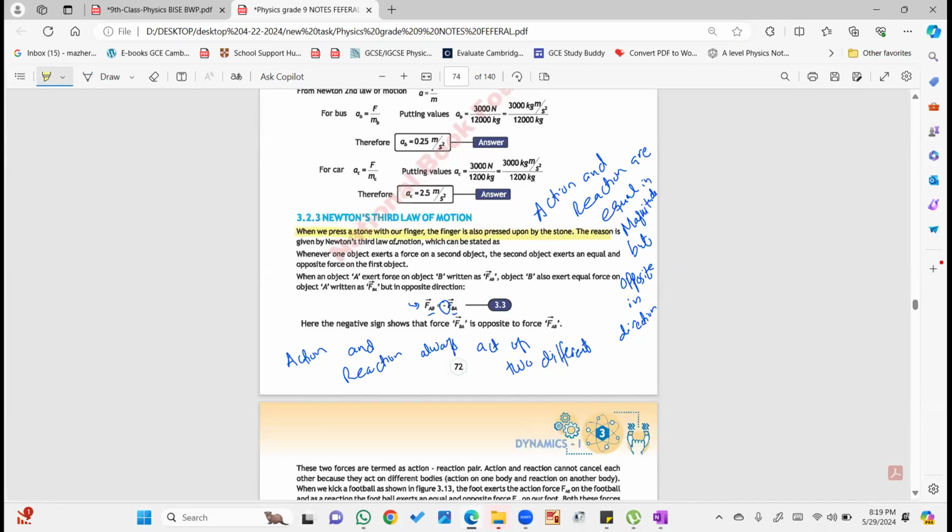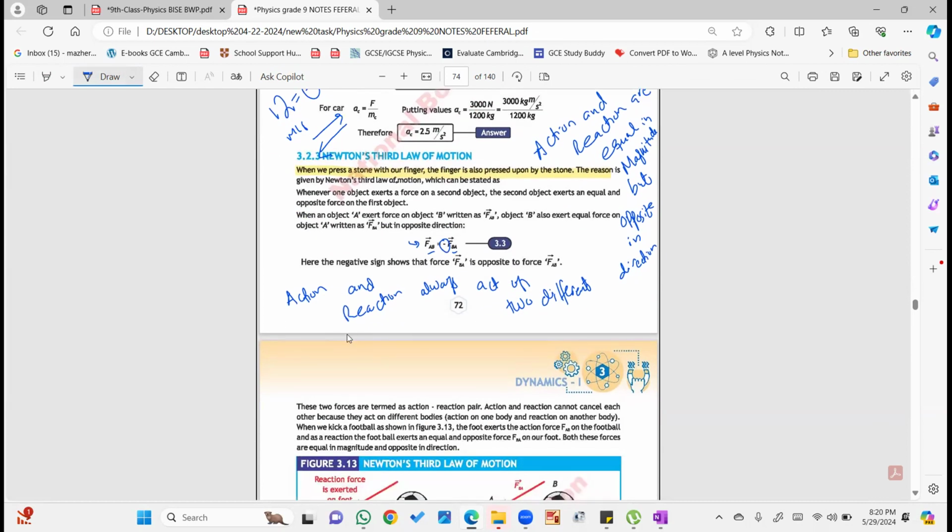For example, if we have something like 12 equals minus 12 meter per second, the magnitude is the same, only the direction is opposite. So whenever we see a negative sign, it means the vector has changed its direction. Normally, when it comes to vectors, the negative sign indicates the change of direction.